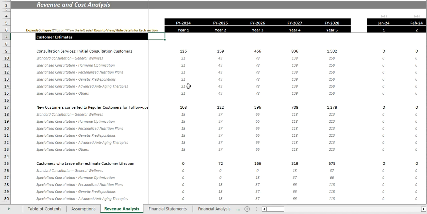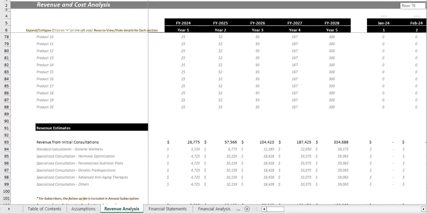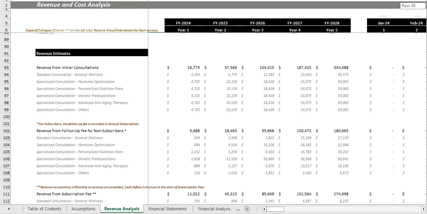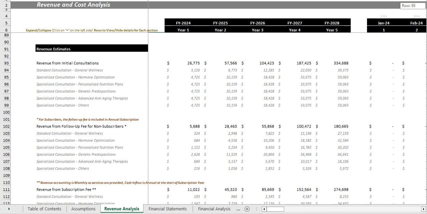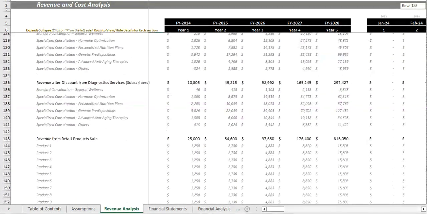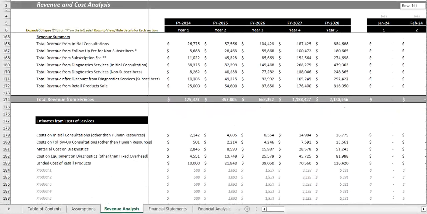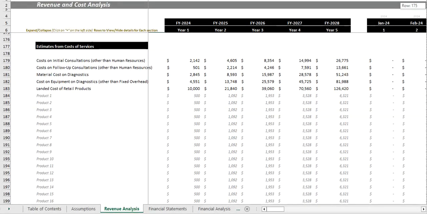Moving on to the revenue analysis part, firstly we have the customer estimates. It means that from each of our revenue streams, how many customers are projected to come for the next 60 months. Moving on from the customer estimates, we have the revenue estimates, which show how much revenue each of our revenue streams is projected to generate for the next 60 months. Moving on from the revenue estimates, we have the estimates from cost of service, which shows us the different costs occurring on our revenue streams.